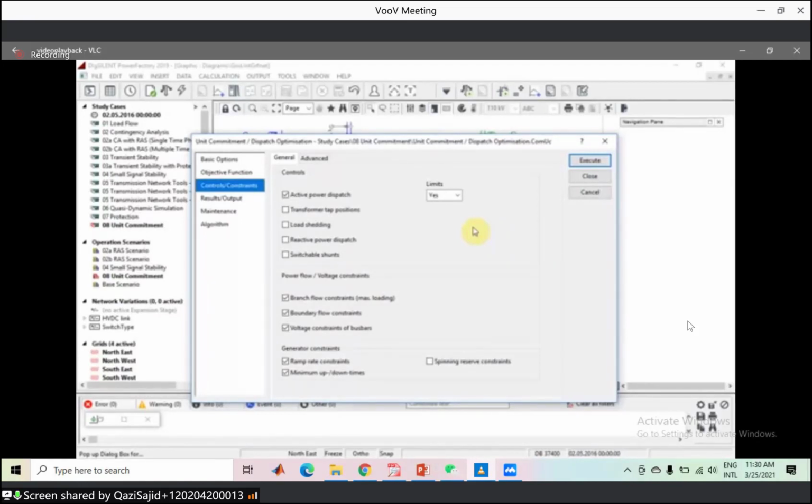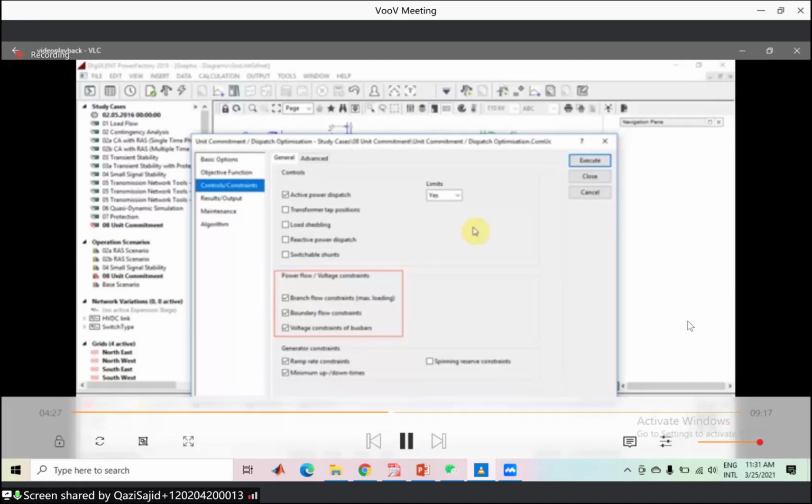In this example, we are considering branch flow constraints which are set to a loading value of 100% for lines and transformers, and voltage constraints for main bus bars with a range between 0.95 and 1.05 per unit. Also, for the southwestern part of the network, a boundary constraint is defined and observed. The boundary flow constraint limits the active power flow to plus/minus 400 megawatts.